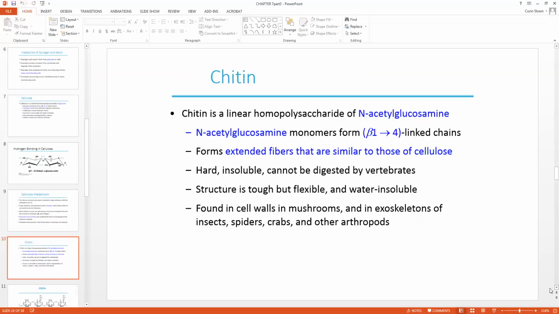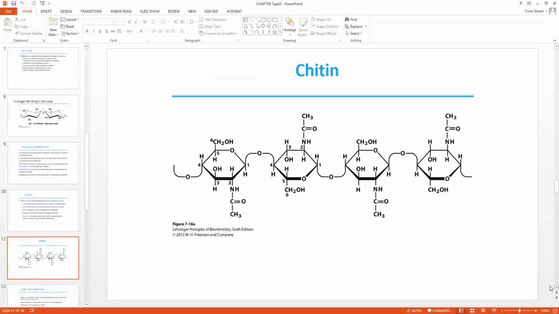Chitin is another example of a homopolysaccharide that we're going to take a look at. It's comprised of N-acetylglucosamine. N-acetylglucosamine monomers form beta-1,4 linked chains. These form extended fibers very similar to cellulose. Chitin is hard, insoluble, and it cannot be digested by vertebrates. It's a tough structure, but it's flexible and it tends to be fairly water insoluble. So we find it in the cell walls in mushrooms, in the exoskeletons of insects and spiders and crabs and other arthropods. This is an example of what the N-acetylglucosamine looks like.